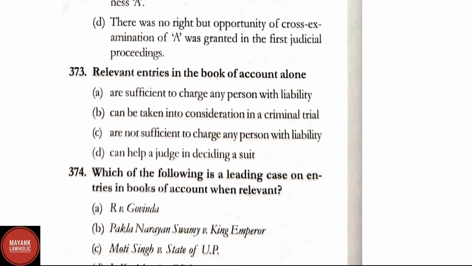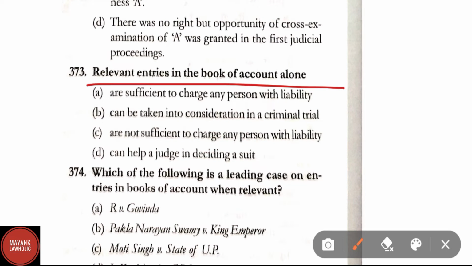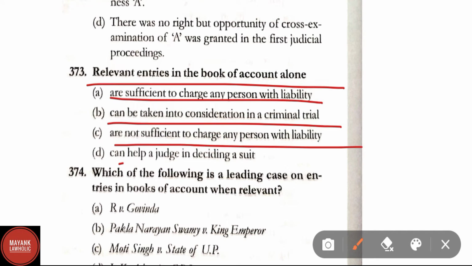Question number 373. Relevant entries in the book of account alone, option A, are sufficient to charge any person with liability; cannot be taken into consideration in a criminal trial; are not sufficient to charge any person with liability; can help a judge in deciding a suit. Here the correct answer is option C, that is, are not sufficient to charge any person with liability.